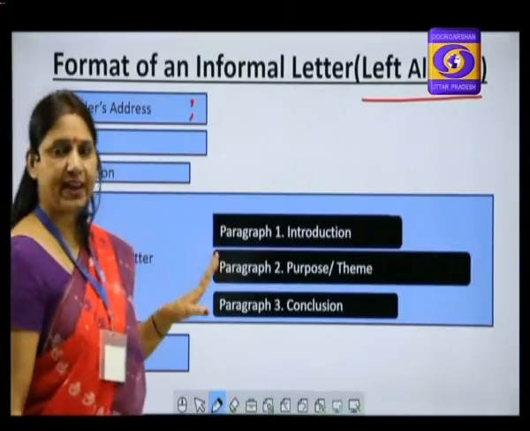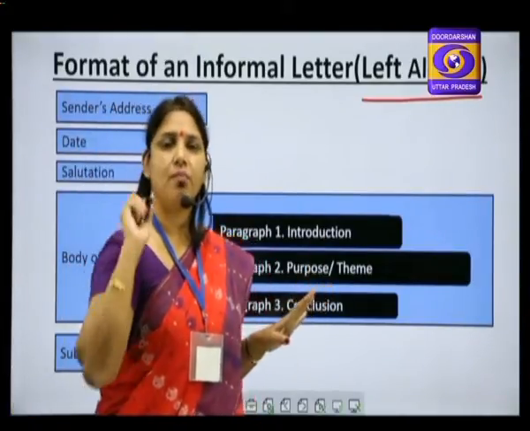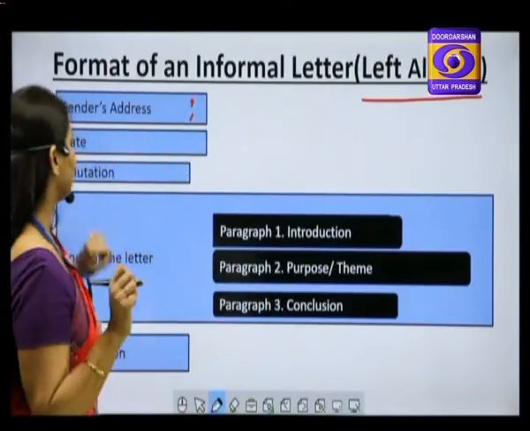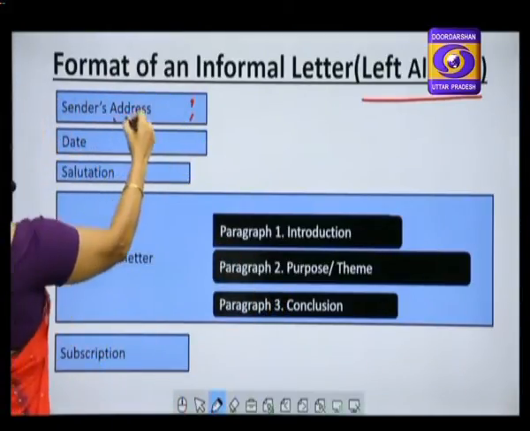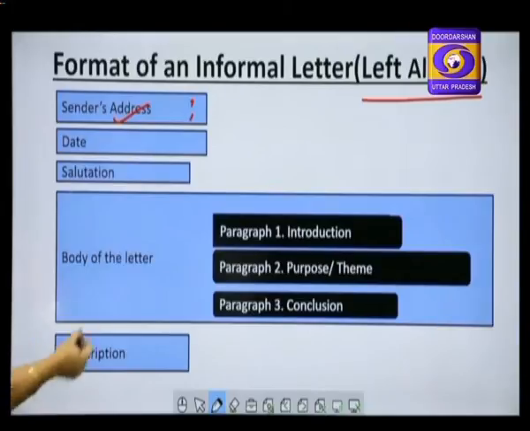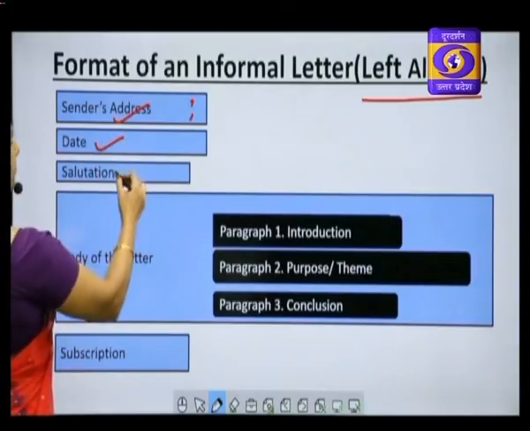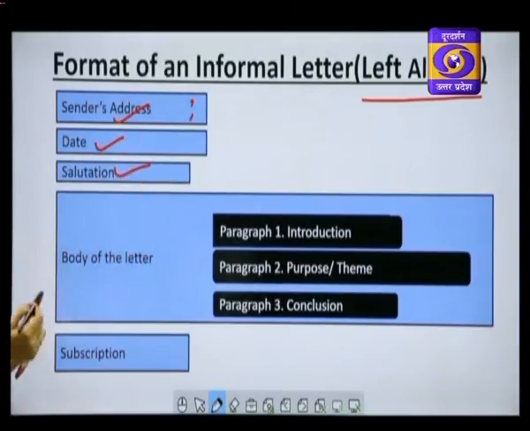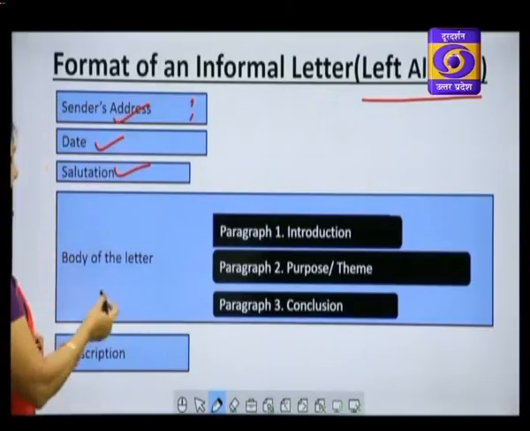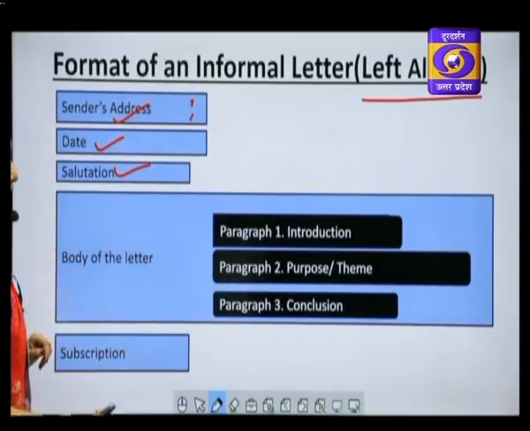Earlier, when we used to write address, we used to write it with comma. No use of comma is here. Sender's address is the first thing that we write. Then comes date. Then comes salutation. Salutation means greeting the person who you are writing to. And then comes the body of the letter.